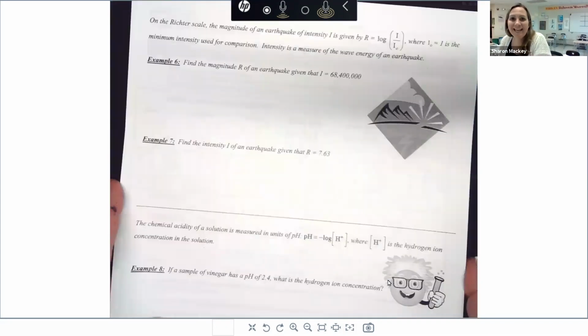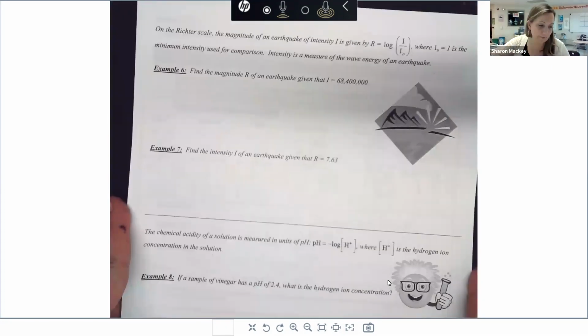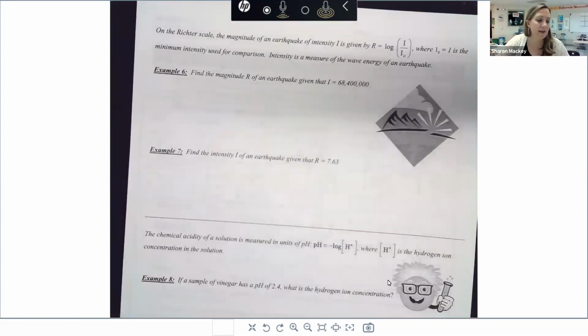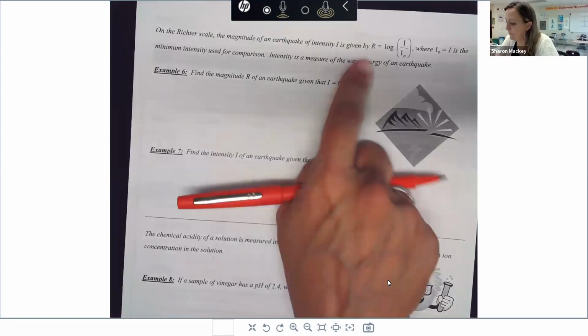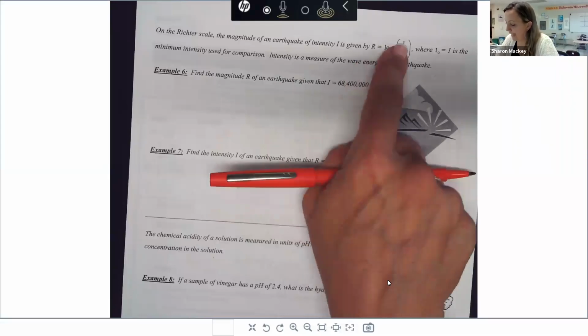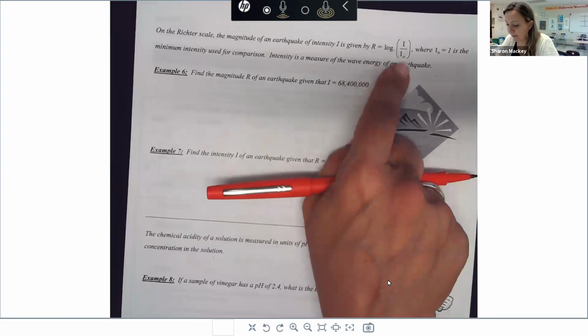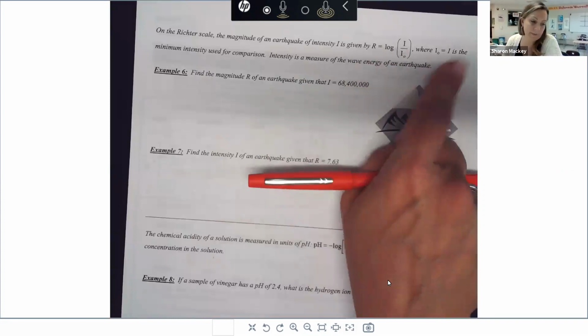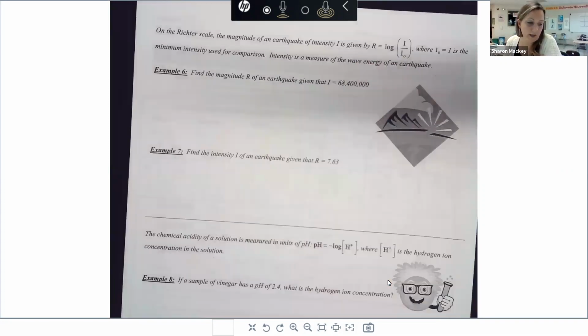Okay. Now let's do some logarithmic problems. The Richter scale with earthquakes is one of the most popular things that I know of that uses logs. It says the magnitude of an earthquake of intensity I is given by R equals log of I over I sub 0, where I sub 0 equals 1. And that's the minimum intensity used for comparison.